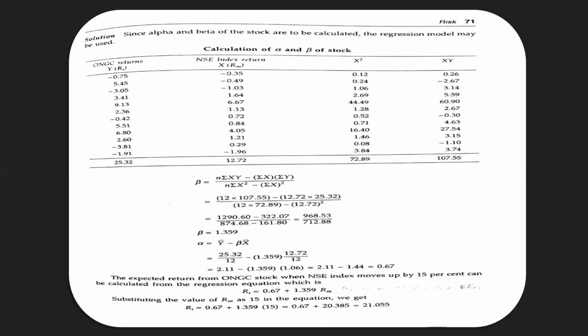Next is to calculate the alpha value. Alpha value is the value that you get when there is no change in the market index. Y bar minus beta of x bar. To calculate the y bar, you have to calculate sigma y by 12, that is 25.32 divided by 12, minus the beta value we have already calculated as 1.359 into x bar. To calculate the x bar, sigma x by n, which is 12.72 divided by 12. So we'll get the value of the alpha as 0.67.